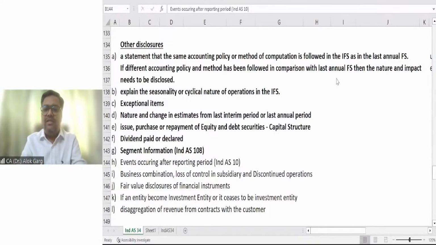Yes, Mansa, on these disclosures, Ind AS 8 will be applicable. Have you covered Ind AS 10, events occurring after the balance sheet date, events occurring after the reporting date?